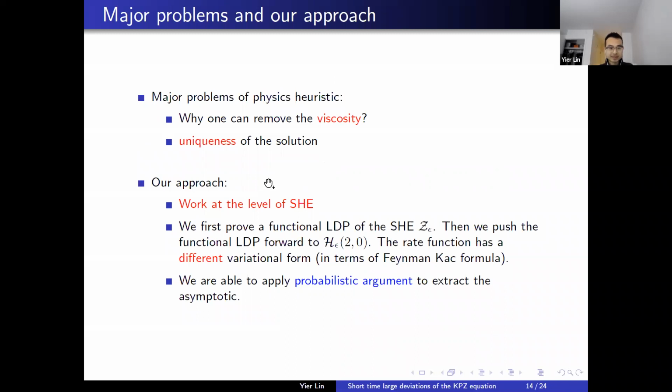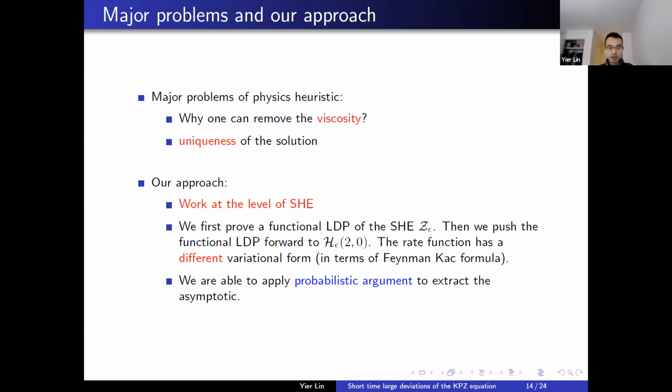Actually, our proof is very different from the physics heuristic. We start working at the level of the stochastic heat equation. Instead of directly looking at the KPZ equation, we start from the stochastic heat equation, and we first prove a functional LDP for that. Then you can push it forward, by taking the logarithm and restricting at one point, to the KPZ equation. Now, this rate function is still in a variational form, in terms of the Feynman-Kac formula, as you will see. But the nice thing is you can avoid the issues that arise in the PDE argument, and you're able to apply a certain probabilistic argument to prove this 5/2 power law in the asymptotic.